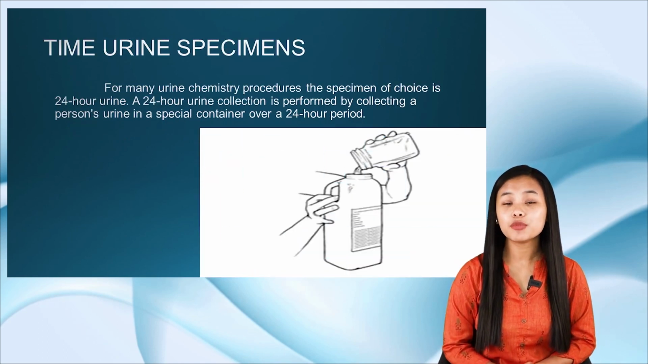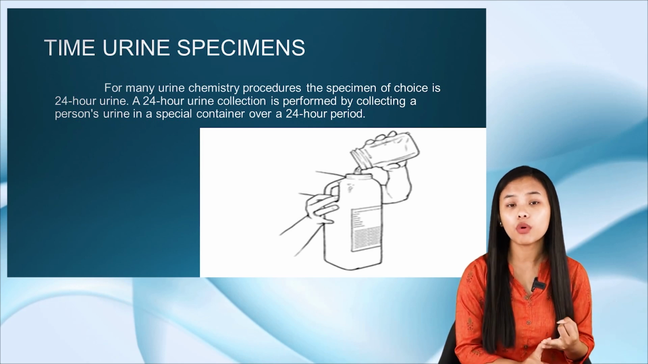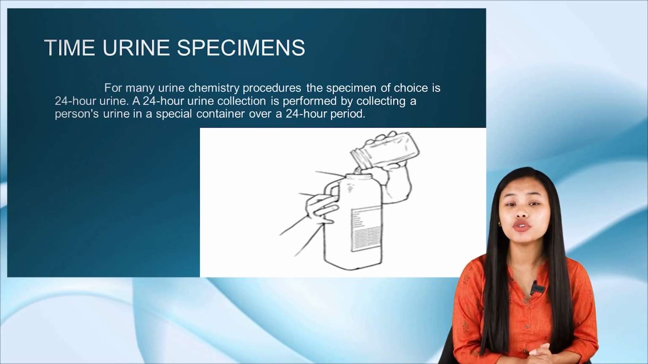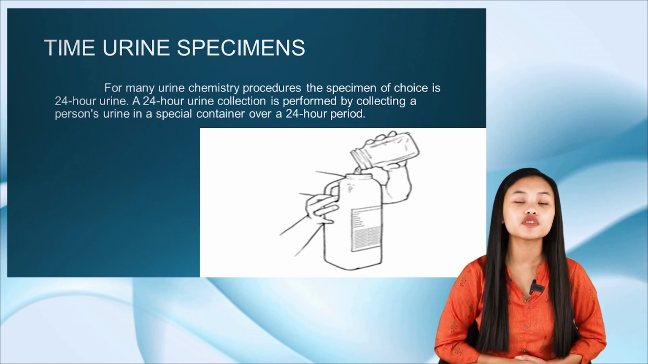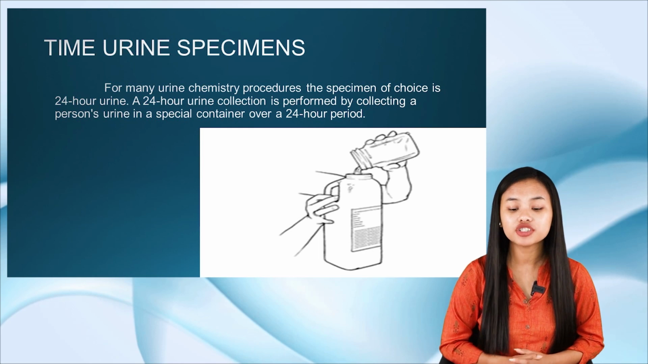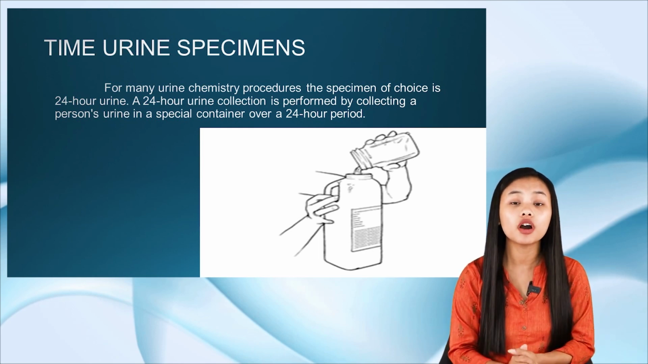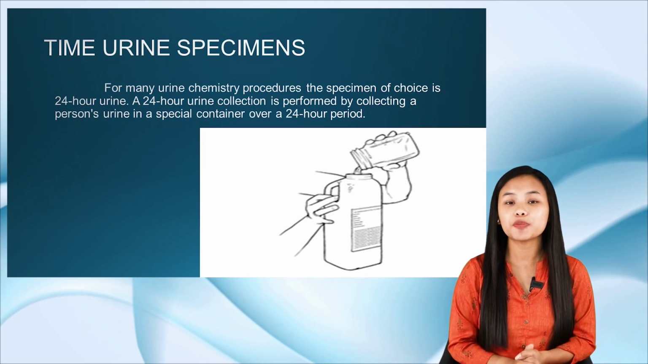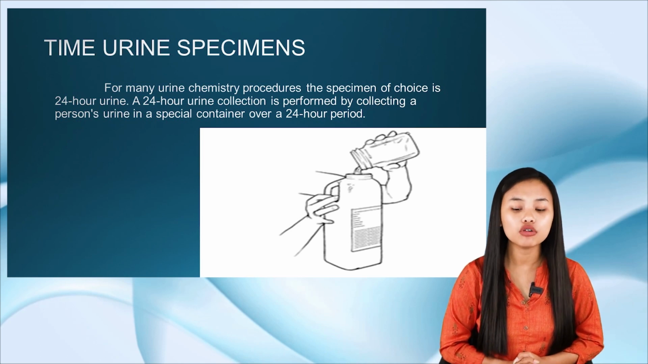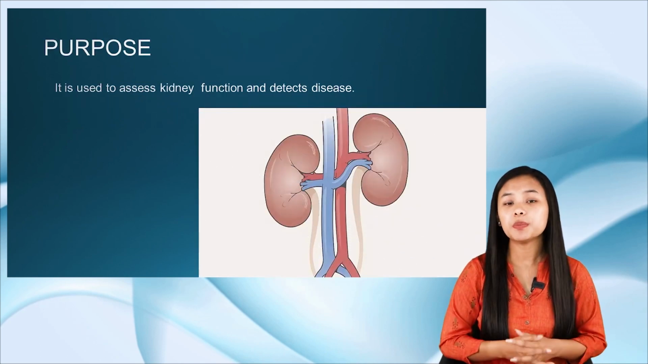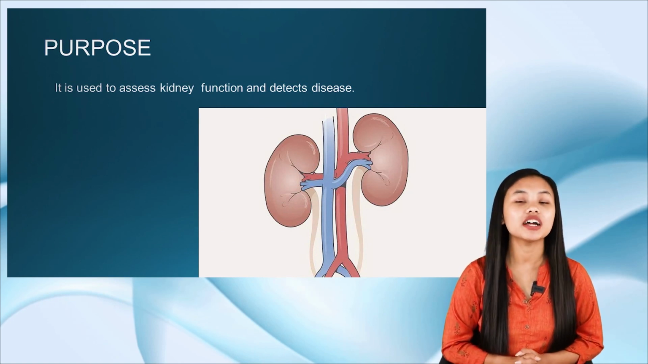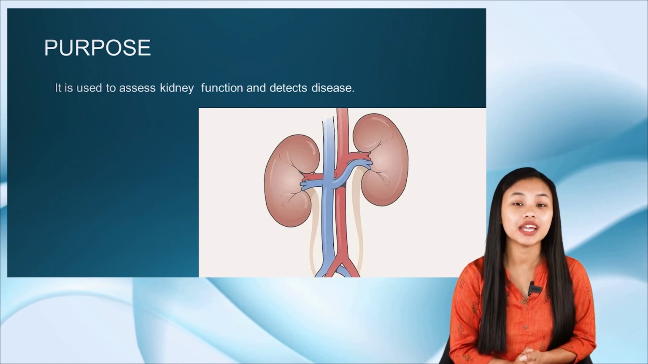The next is the timed urine specimen, which can be a 2-hour, 4-hour, or even a 24-hour urine specimen. Here, for performance of many urine chemistry procedures, the specimen of choice is the 24-hour urine specimen, and it always begins with an empty bladder so that the urine collected is not left over from the previous hours. And this specimen also shows the total amount of waste that the kidneys are eliminating, and also the amount of each. The main purpose of collecting this 24-hour urine sample is to assess the kidney function, as well as to detect if there is presence of any diseases.